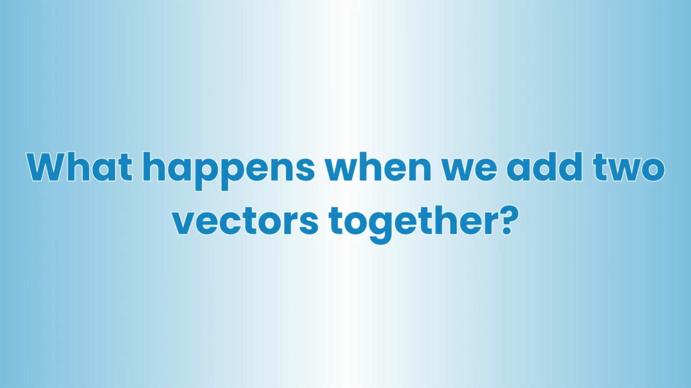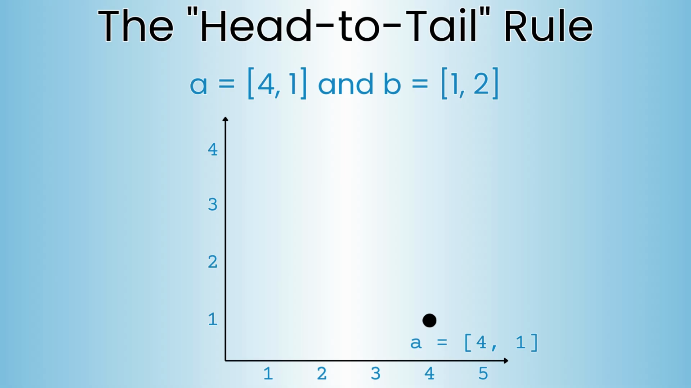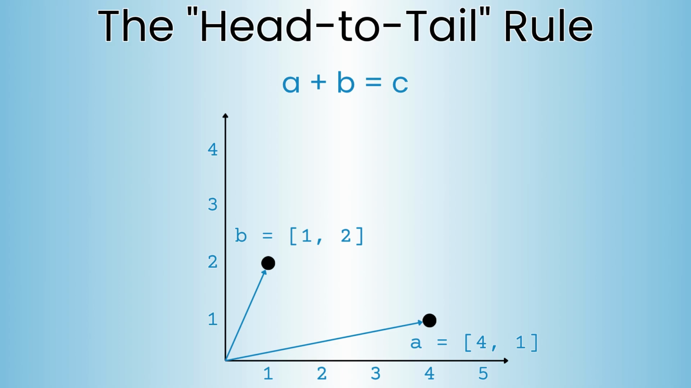Let's imagine we are on a grid and you have two vectors, vector A, which is 4, 1, and vector B, which is 1, 2. Adding A plus B is like taking a journey. First, you follow the path of vector A that gets you to the point 4, 1. Now, from that exact spot, you follow the path of vector B, which is one step right towards the x-axis and two steps up towards the y-axis. The result is a new vector C, which is an arrow from the origin directly to your final point 5, 3. This is called the head-to-tail rule.